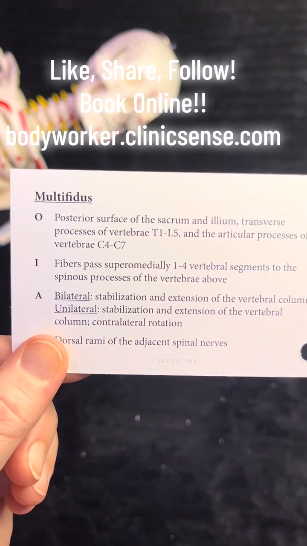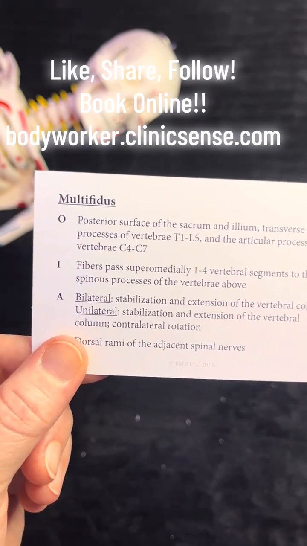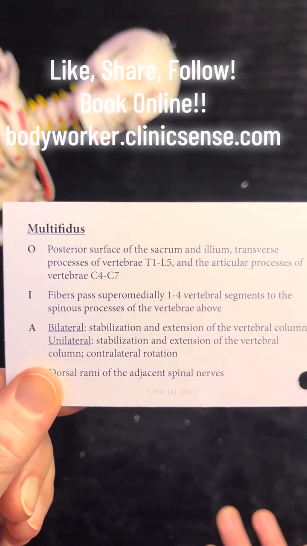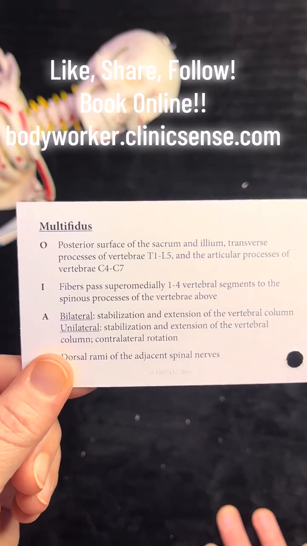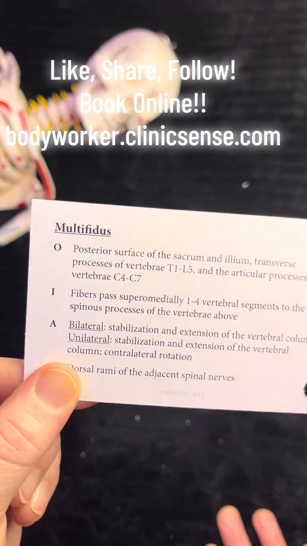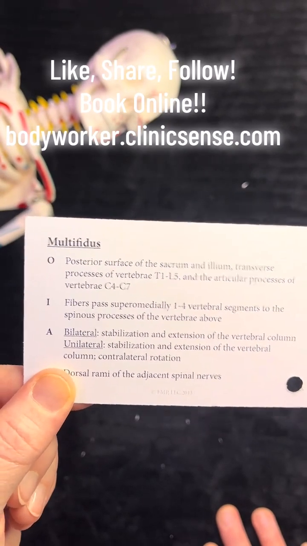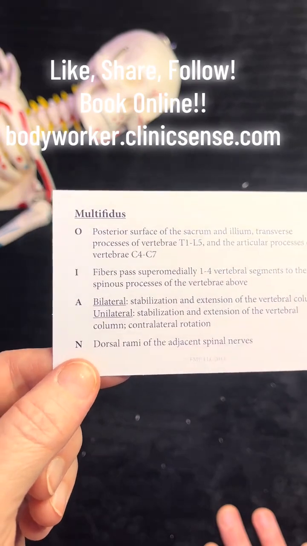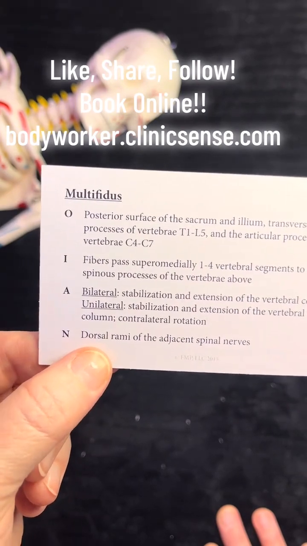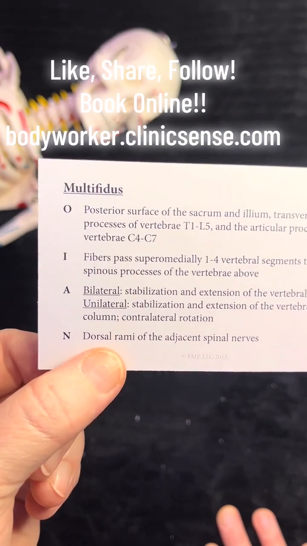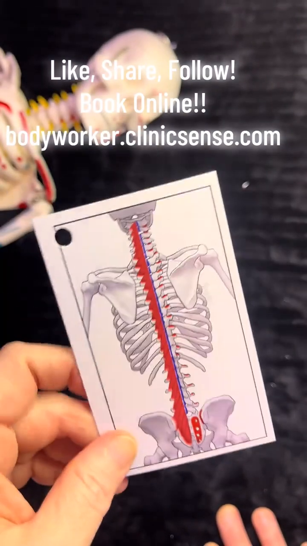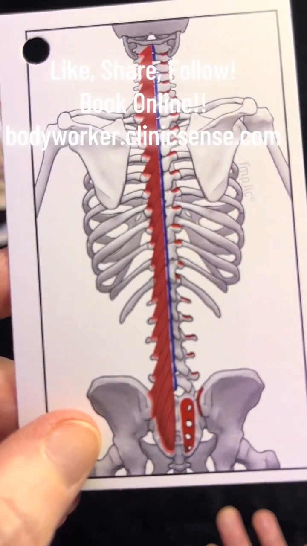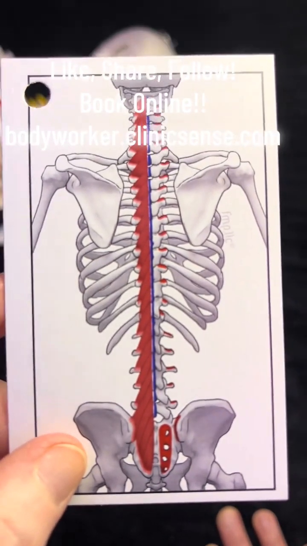So contralateral means opposite side rotation, I think. Like I said, dyslexic. Get yourself a YouTube video so you can see proper motion of these things. But I'll get out my skeleton here in a second, and we'll try to make it do it. And the nerves that feed it are the dorsal rami of the adjacent spinal nerves. So everywhere there's a vertebrae, the adjacent nerve comes out from between them and feeds the muscle there.